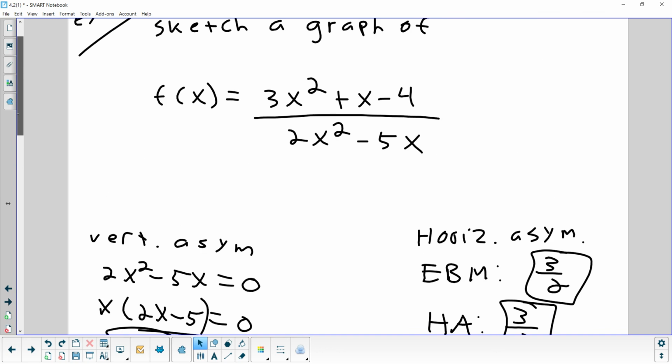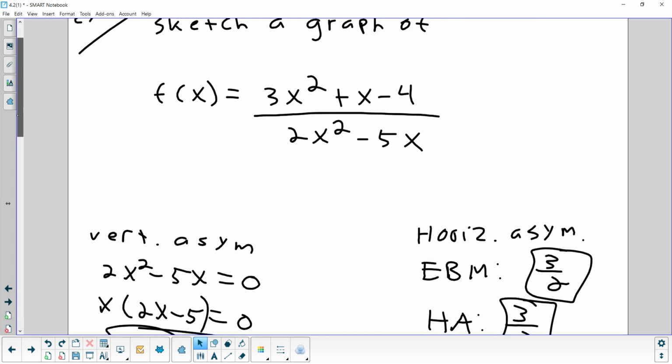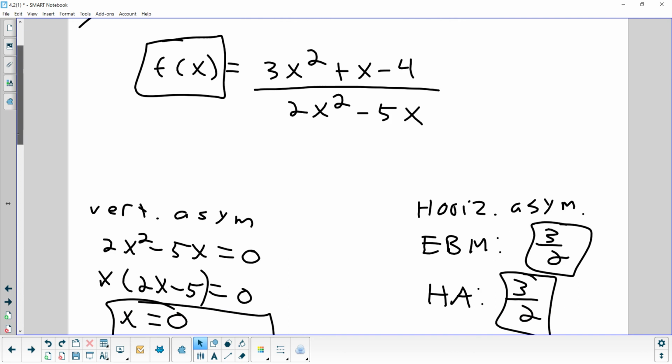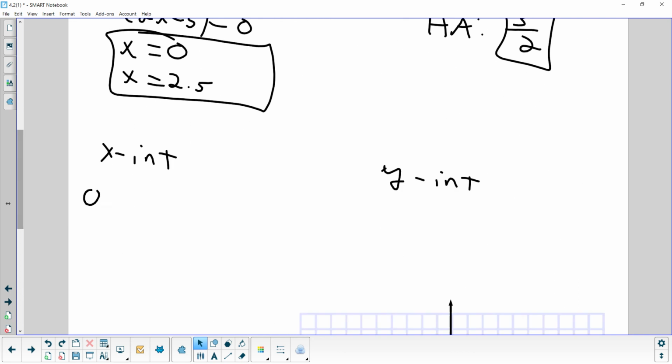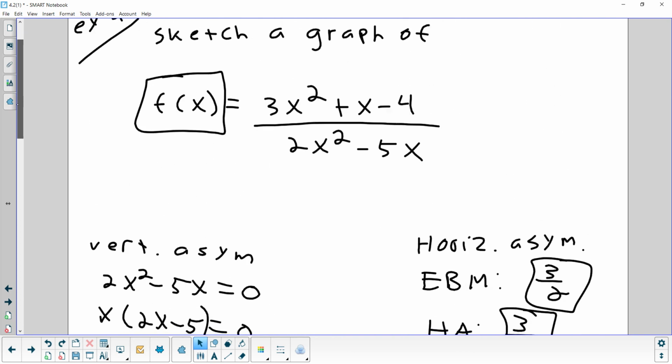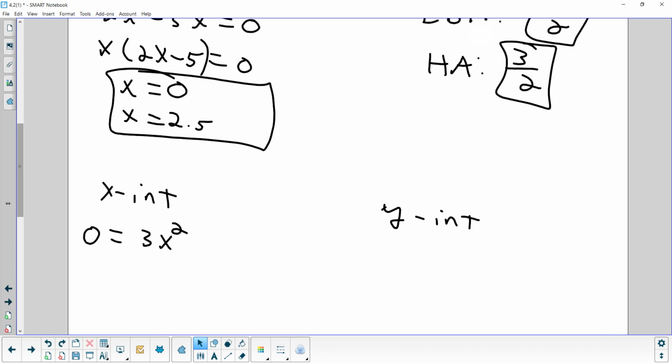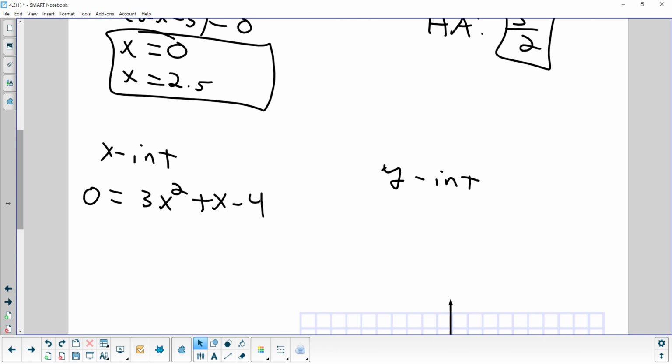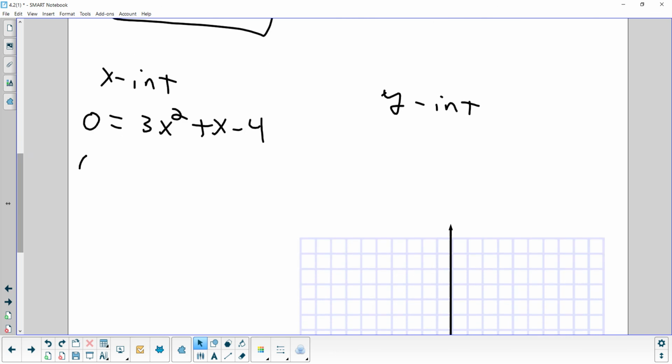All right, X intercept. What do we do to find the X intercept? Set y equal to 0. That means put a 0 right here. What's the only way that a fraction can equal 0? The top is 0. So to find the X-intercept, set the top equal to 0. 3x squared plus x minus 4. All right, let's see if we can factor that.